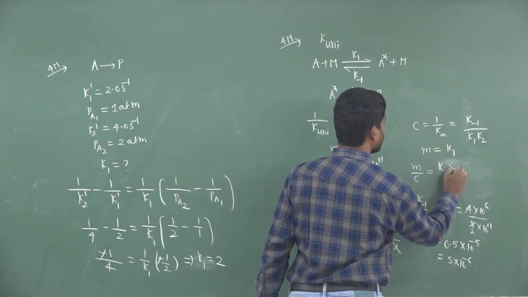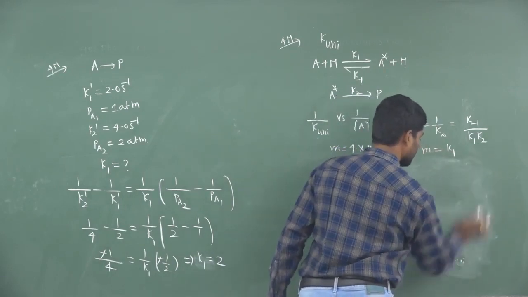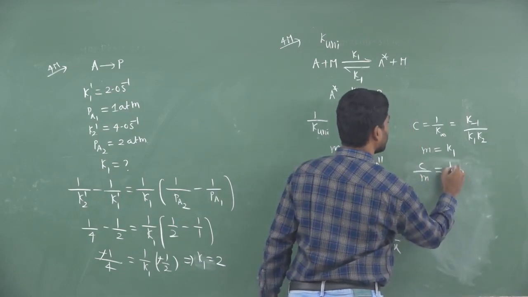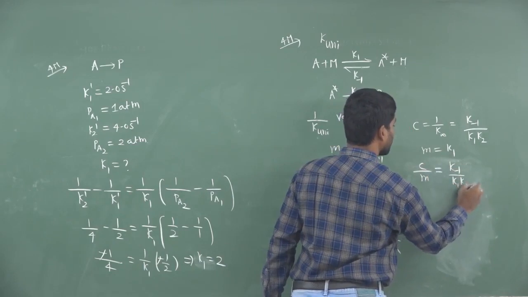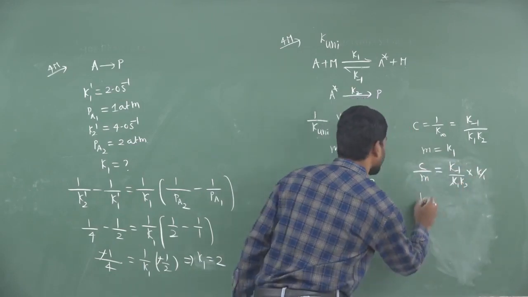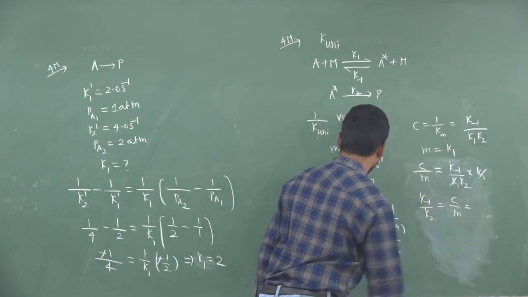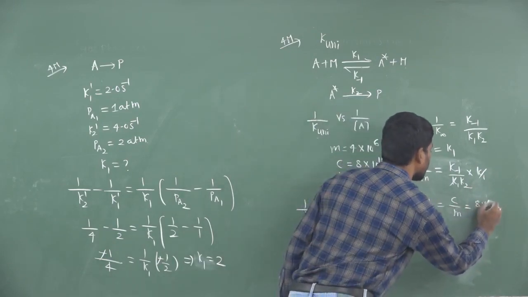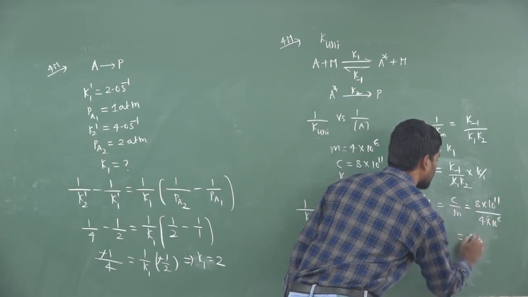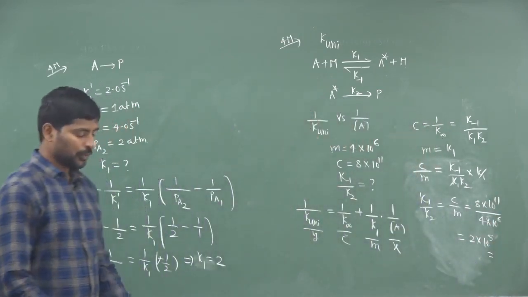We have to do intercept by slope. So K minus 1 by K2 is nothing but intercept by slope. Intercept is given as 8 into 10 power 11, slope is given as 4 into 10 power 6. So that is 2 into 10 power 5.